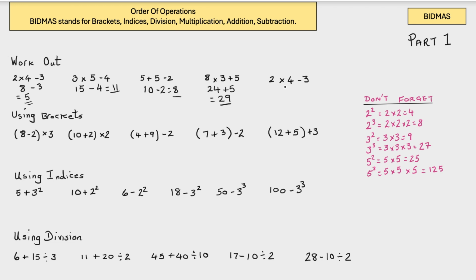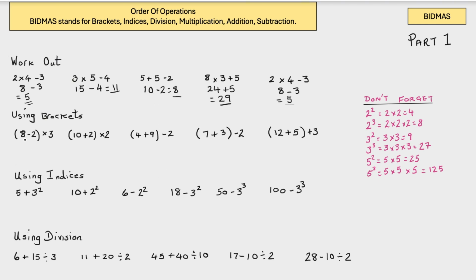Brackets? No. Indices? No. Is there a division? Nope. Is there a multiplication? Yes, there is. So 2 times 4 is 8. That's on its own. That's what's left. And the answer is simply 5. So what we're doing is going through all these rules when we look at these questions to work out if everything's in order. Because if we didn't follow the rules, for example here, 5 minus 2, that would then become 3. Well, we know that's not right. It won't work because we have to do this first, the addition.